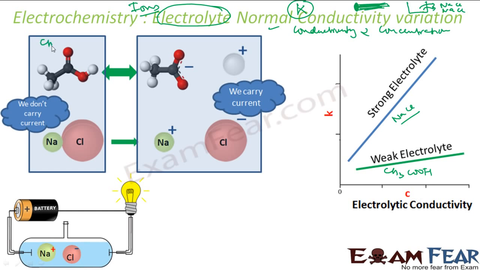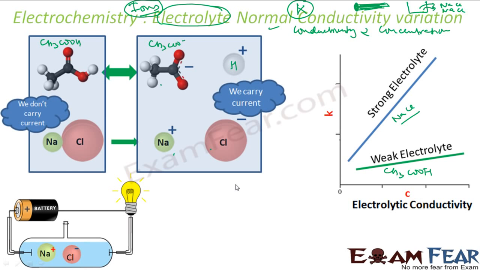This is my CH3COOH and this is my CH3COO minus ions, and this is my H plus ions. Here I have my NaCl, this is my Na plus and Cl minus ions. Now just understand that the items on the left, that is my NaCl or CH3COOH, they don't conduct current. The current carriers are my ions. So in this case, CH3COO minus, H plus, Na plus, Cl minus, they carry current. That is a very, very basic concept, right?